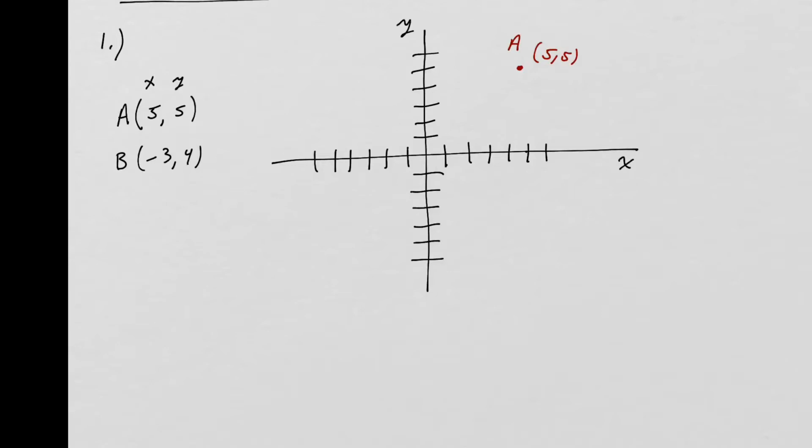And then B is negative 3 in the x. So if I start at the origin again, I need to move to the left 3 and then up 4. So that would be right here. So this is the point B, and it has coordinates negative 3, 4. So if we look at the possible answers, it looks like B is the correct answer in this case. So we simply plotted those 2 points. Okay, that was question 1.